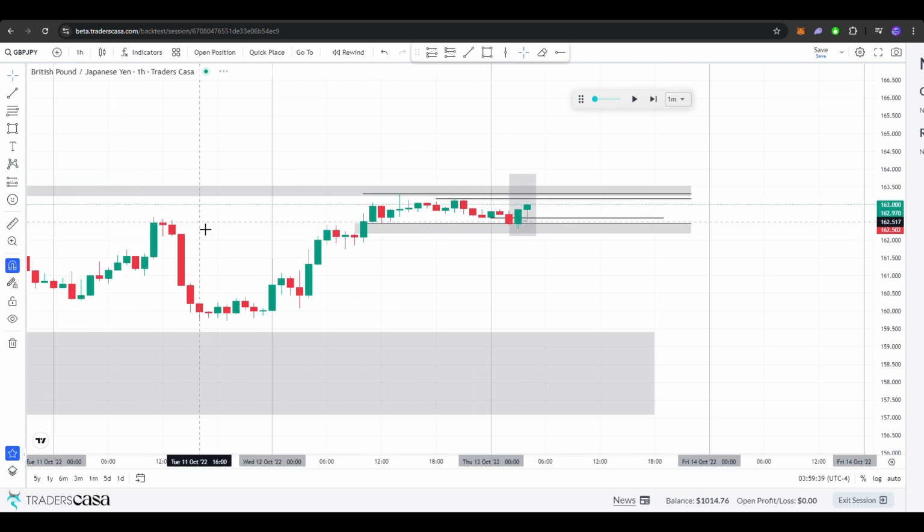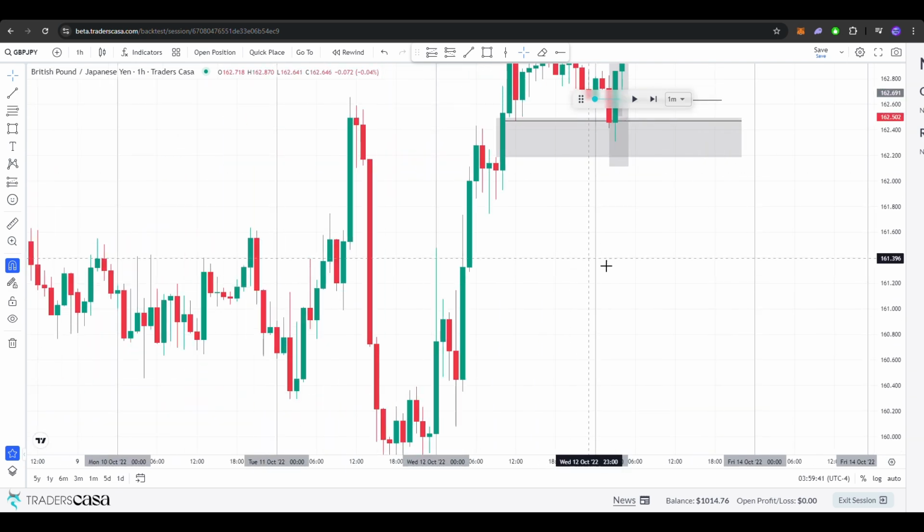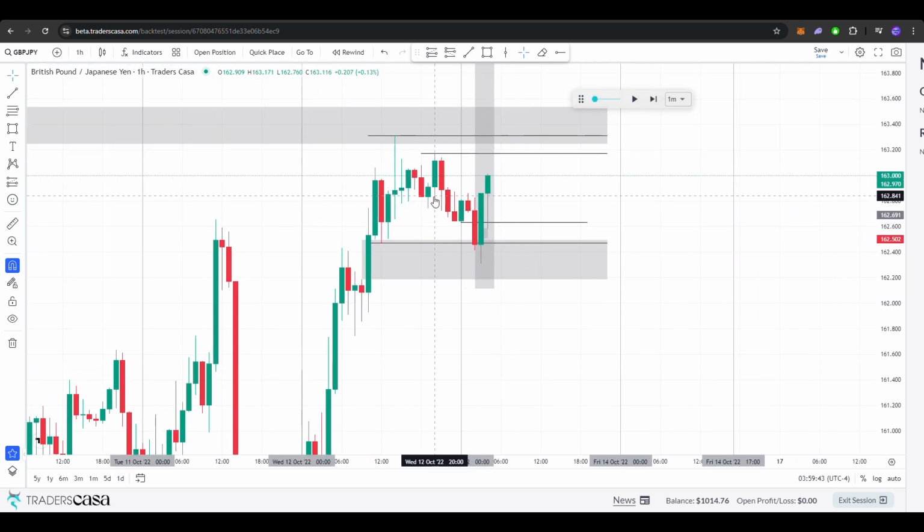If you go down to the 1 hour, we didn't break structure to the upside yet. As you can see, the high didn't close above this high because this candle wasn't here at the time of the trade. We didn't close above it, so we're still bearish on the 1 hour.